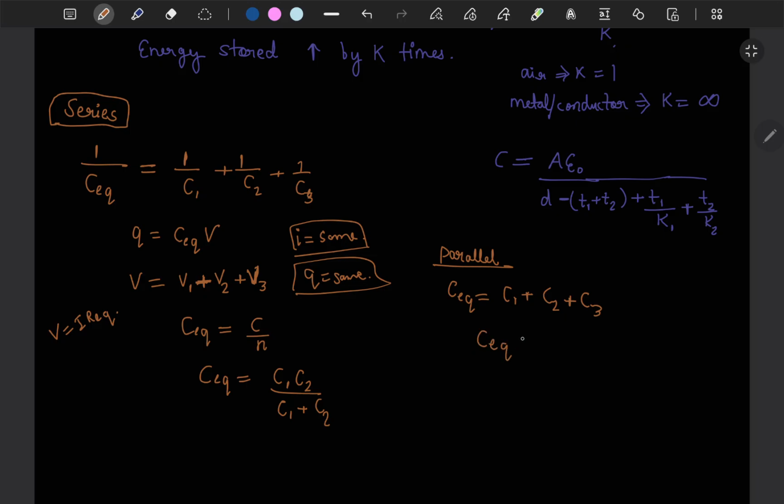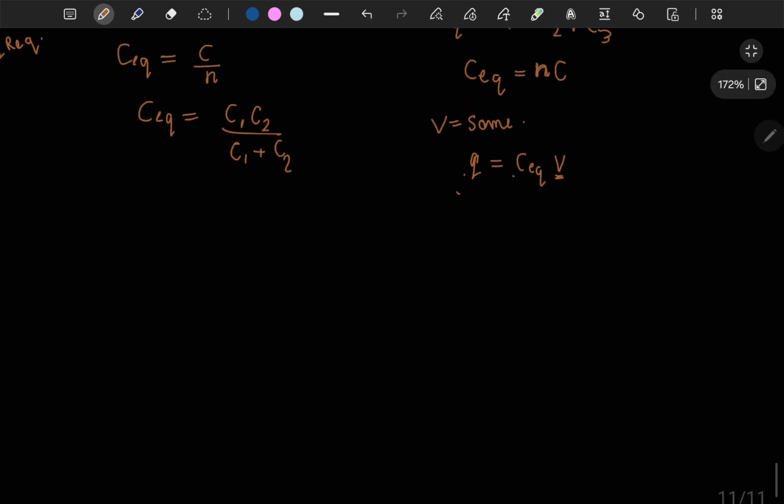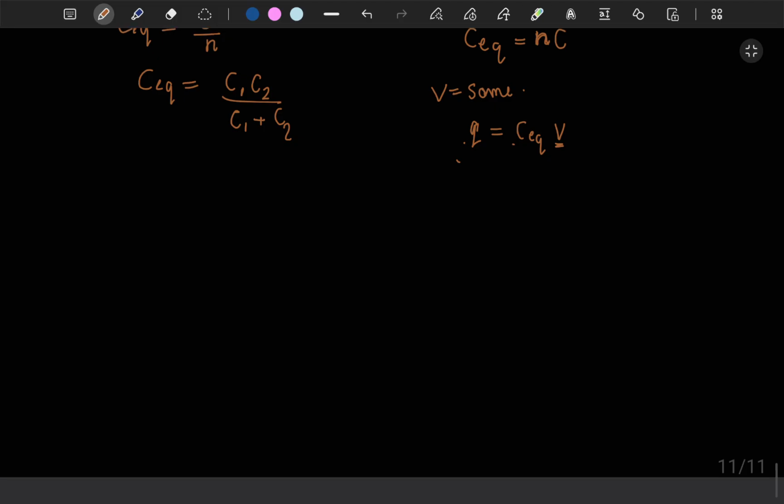And C equivalent in case of n identical capacitances will be n into C. Why is this formula being used? Because in case of parallel, the potential will remain the same, so Q will be changing, so we will be using Q is equal to C equivalent into V. Now the V is remaining the same, Q is changing, so C equivalent will be Q1 plus Q2 plus Q3, and similarly C equivalent will be C1 plus C2 plus C3.